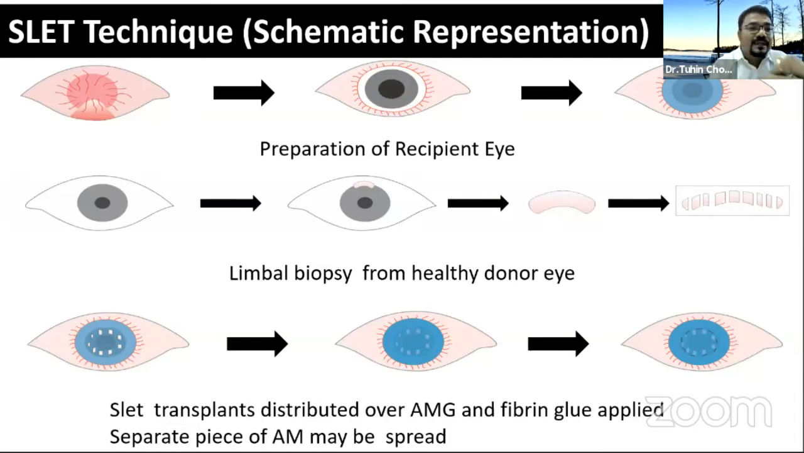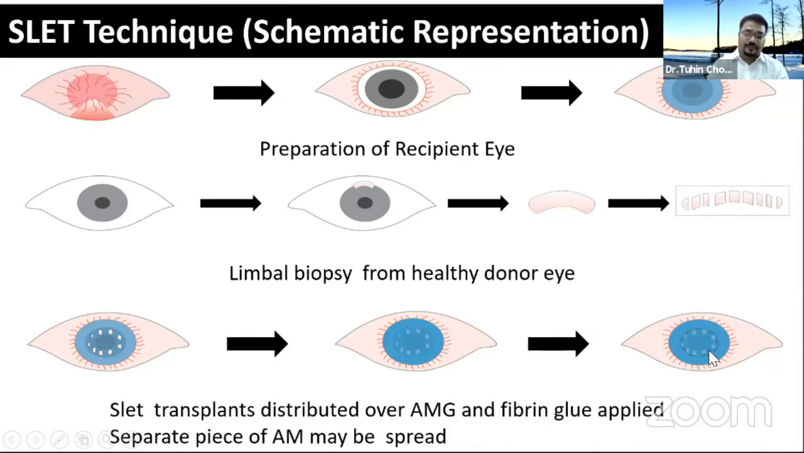This is a limbal deficient eye where there is symblepharon. So first we have to release the symblepharon and then go for a 360-degree conjunctival peritomy, and then put the amniotic membrane graft, then take the limbal transplants from the other eye and put them over the amniotic membrane graft, and then put a bandage contact lens. In modified SLET, we put another piece of amniotic membrane and then suture it with 10-0 nylon circumferentially.